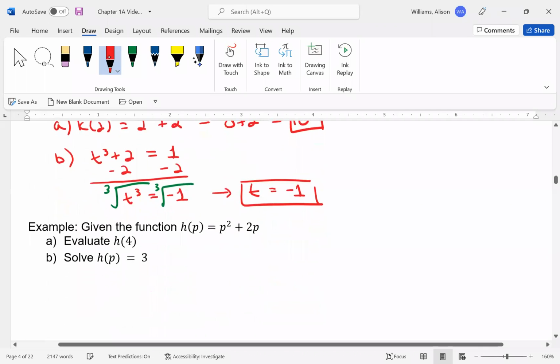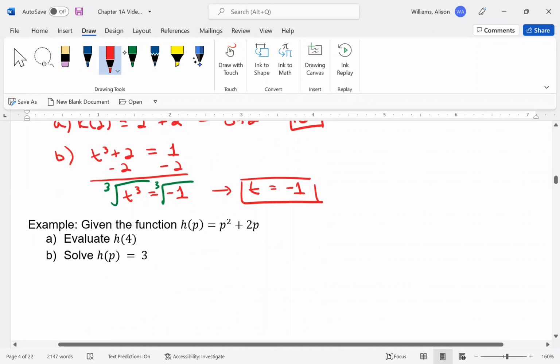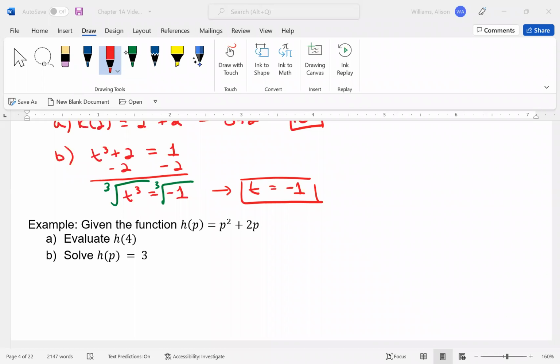All right, let's try another one. This one is using h, and we have p as our input in this one. So h is our output. I'm sorry, yeah, h is our output. Well, they don't really say that, do they? h is the function, p is the input.